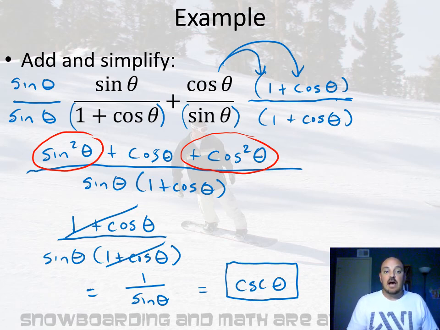So the first step was finding a common denominator and adding. The second part of that question was what we talked about in part 2. It's using your identities to simplify as much as possible. All right, that was part 3 and the end of section 10.1.